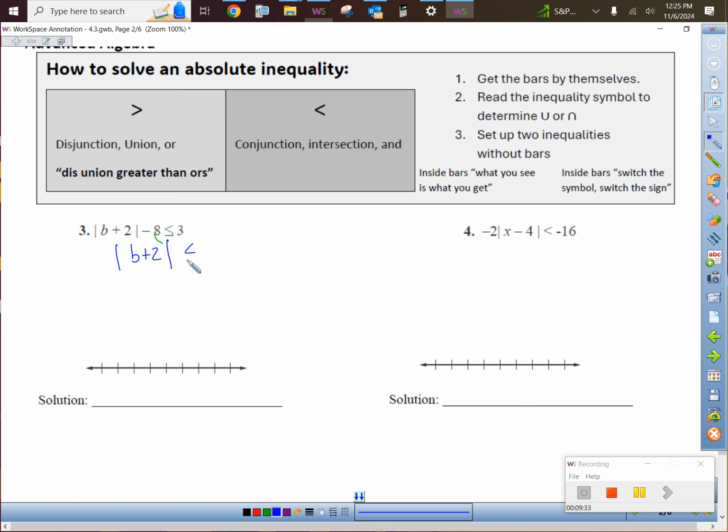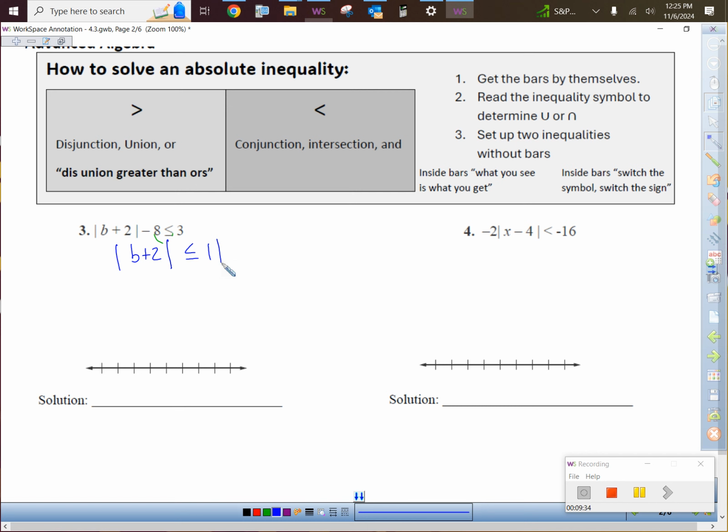Back when we did equations, a lot of people didn't want to write this down. You better write it down. You better keep the bars there. We got to get the bars by themselves. So I added 8 to both sides. Are we okay with that move? I think up to here, we're golden. It's this new step of how do I know what to do here?